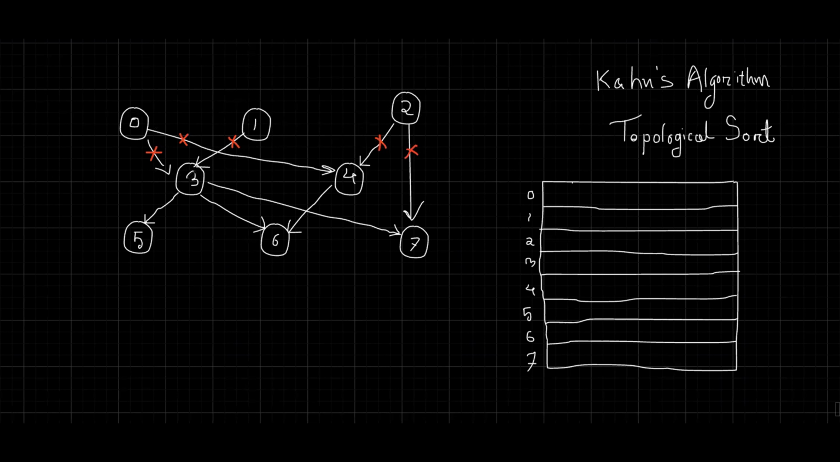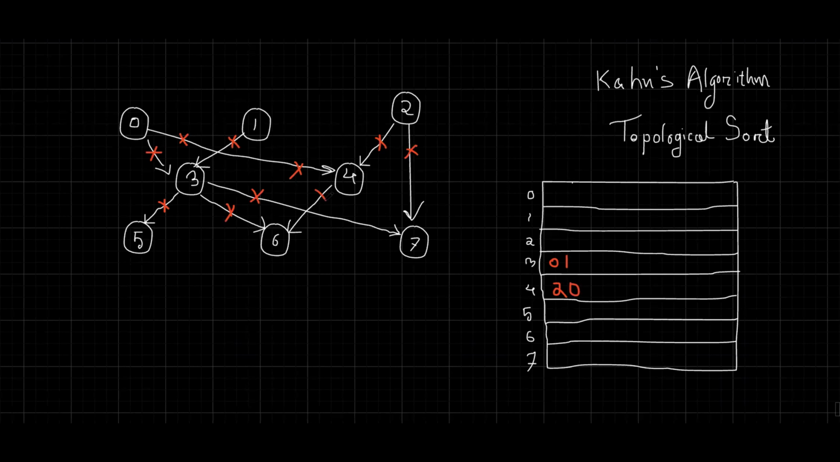Now, node 3 has in degree 0 because both of the edges coming towards 3 are removed. So what are the ancestors of the node 3? It will be 0 and 1. Now we have to remove all of the outgoing edges from the node 3. Now this node 4 does not have any incoming edges, so the in degree is 0. So what are the ancestors of the node 4? It is 2 and 0.